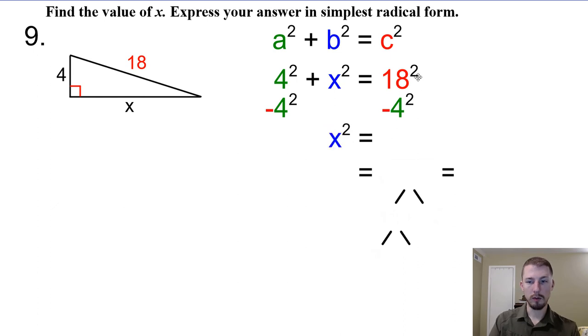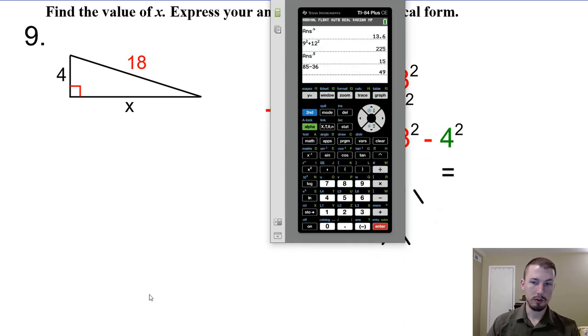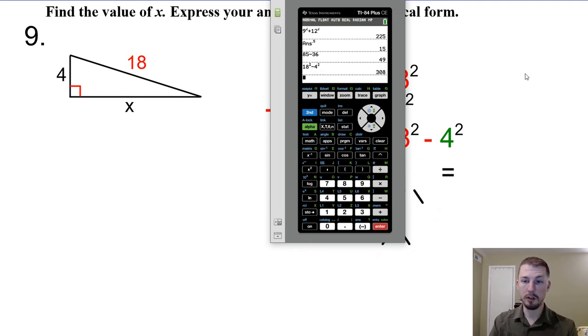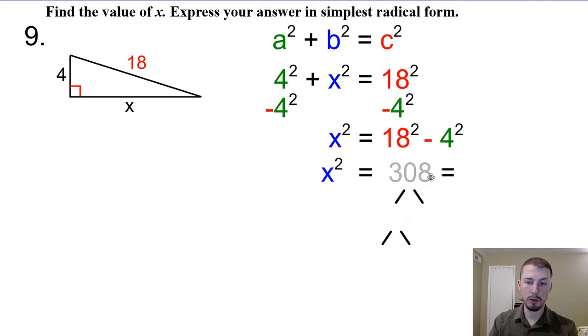Just like before, we're going to do 18 squared minus 4 squared, which we can plug straight into the calculator. So 18 squared minus 16, or 4 squared, however you want to put it in. All right, so that's 308. So we have x squared is equal to 308. Then I want to undo the square by doing the square root of both sides, and then break this down.